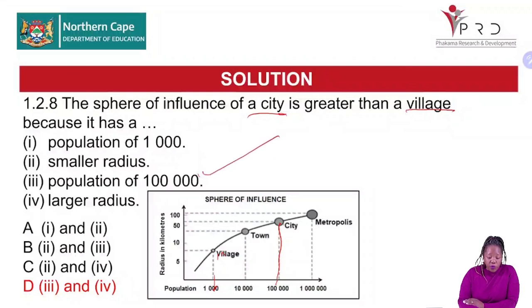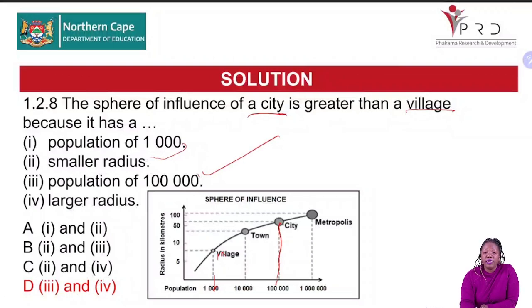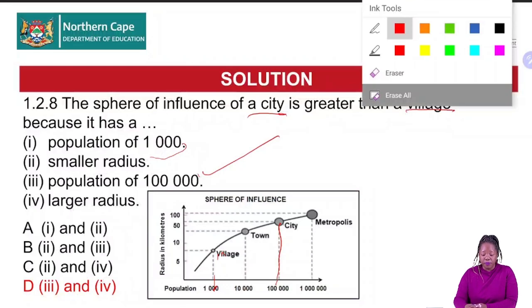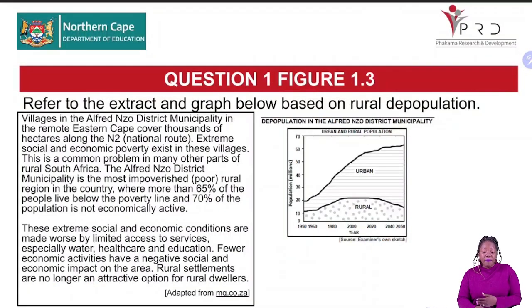And also we're looking at the smaller radius, which is associated with the 1,000 population, which is incorrect. And then large radius, which is associated with your 100,000. So therefore, the option D, which is your Roman figure 3 as well as your Roman figure 4, is the most correct one. Then we are done with the short objective questions, your one word. So this is out of 15 marks. So we're now coming to the long question, which is your figure 1.3.